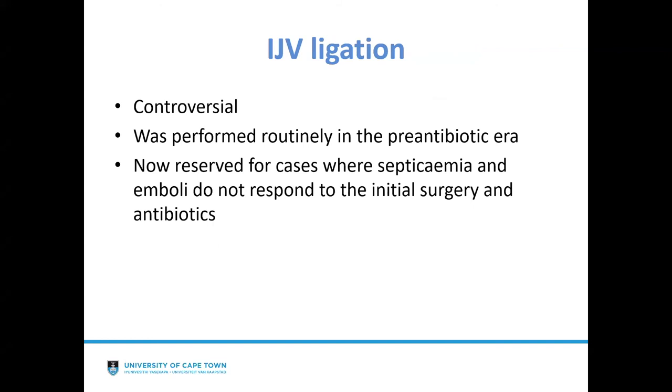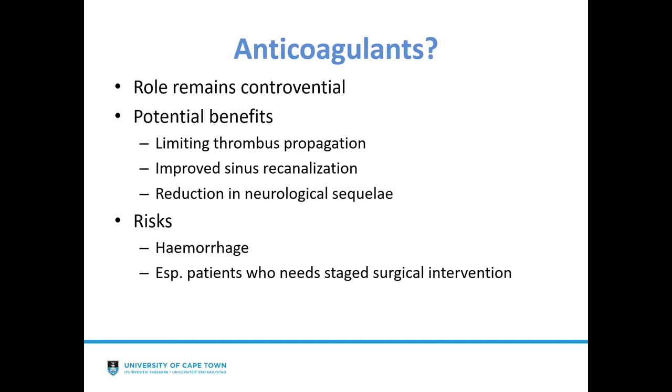And then the other entity is internal jugular vein ligation. This is also still controversial. It was performed routinely in the pre-antibiotic era, but not in the modern era where there's widespread use of antibiotics. However, it is now reserved for cases where septicemia and emboli do not respond to initial surgery and antibiotics.